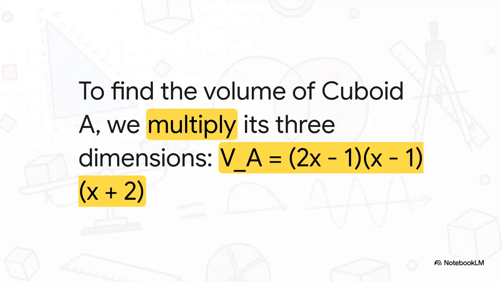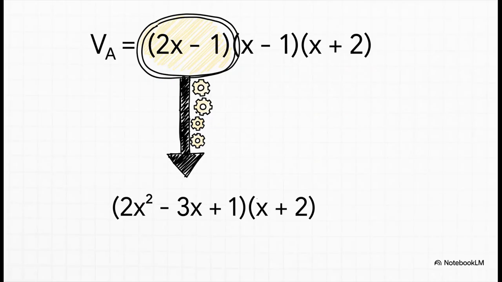So finding the volume of cuboid A, it's pretty straightforward, right? We just multiply its three dimensions together: the length, the width, and the height. And that leaves us with these three brackets that we need to expand. Okay, first step. Let's just focus on multiplying the first two brackets together. That's the 2x minus 1 and the x minus 1. Getting that done will simplify things down quite a bit.